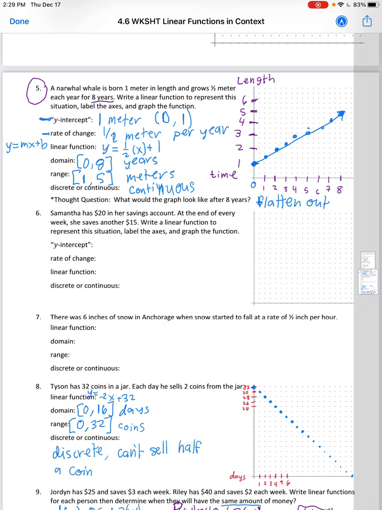Because all living creatures grow for a certain period of their life, and then they stay the same size for the rest of their life. At least most mammals do that. All right, so there's number 5.